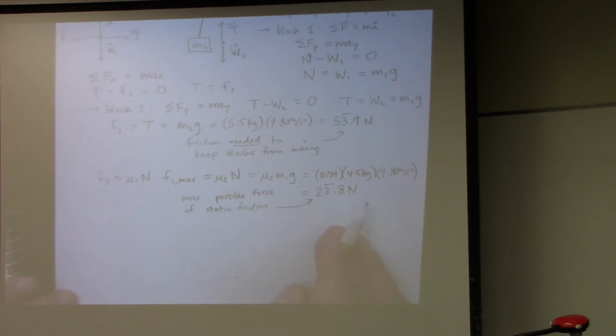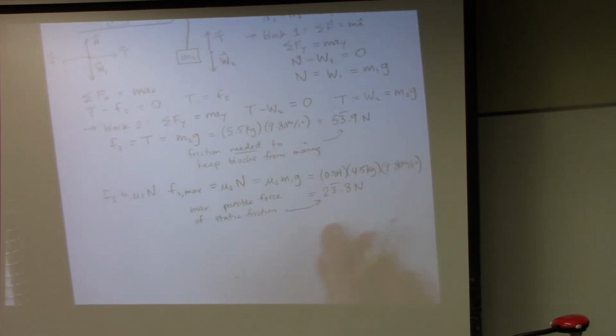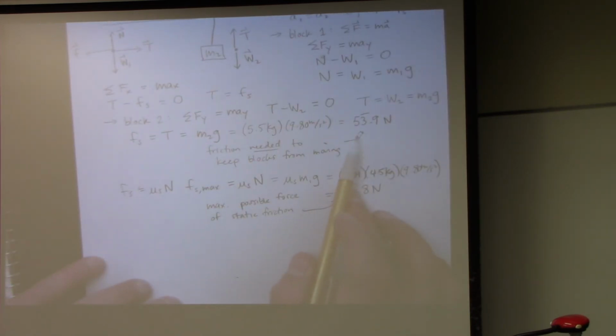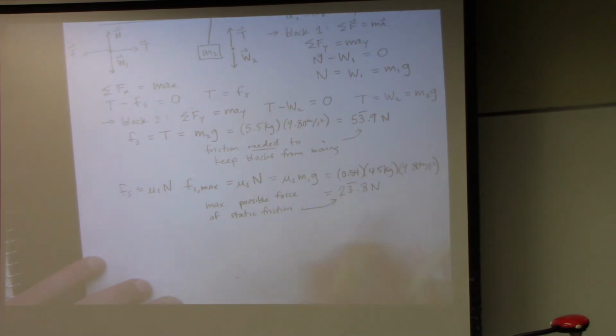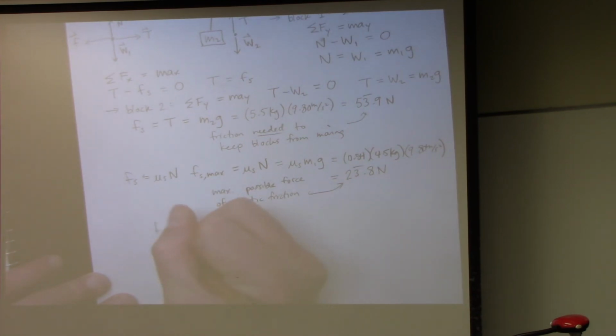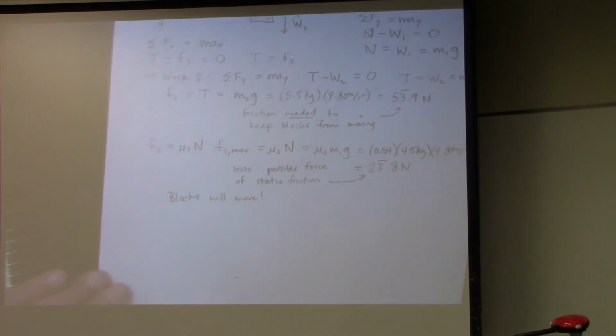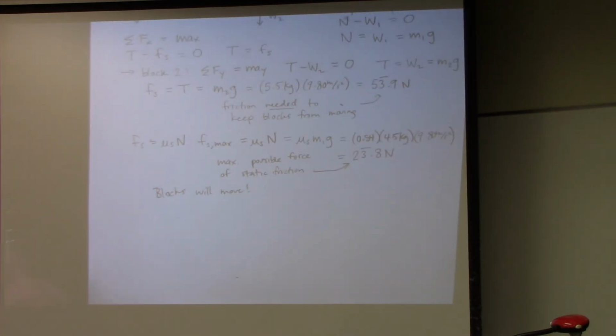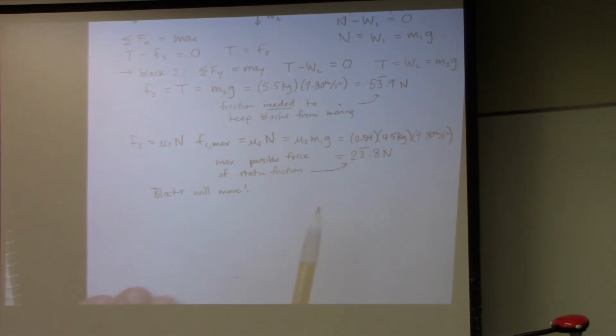So yeah, it looks like we can't have the blocks held in place, right? Because the friction we need to hold them in place can't actually be provided by the surfaces. Okay? So the blocks are going to move. If you release them from rest, they will move because the maximum possible static friction is less than what we actually need to keep them there.